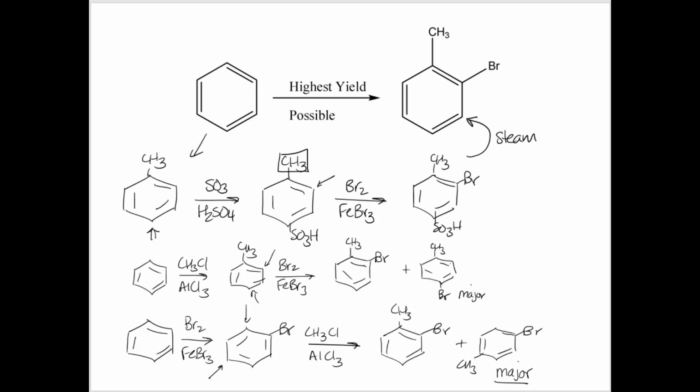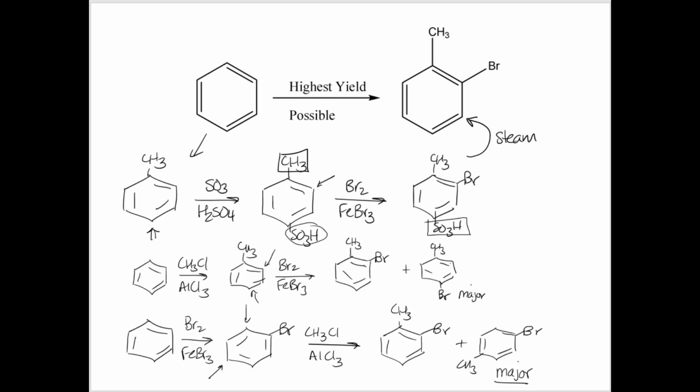highest possible yield. So this blocking strategy can be used when the groups are kind of sterically hindered to kind of force two groups together. The SO3H group would definitely add mostly para, if not exclusively. But then if I want to force the bromine into the ortho position, then I would block the para position, put the bromine in. But again, a blocking strategy requires that you take off the group that you just put on.